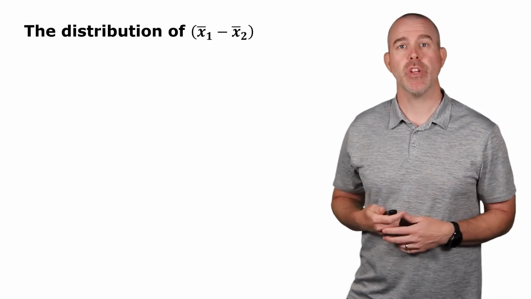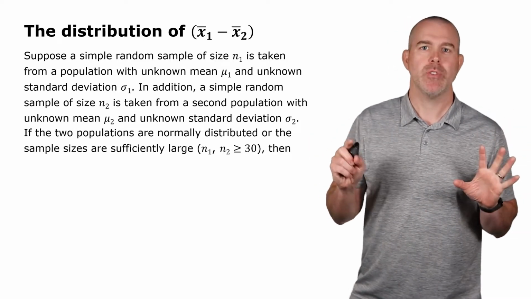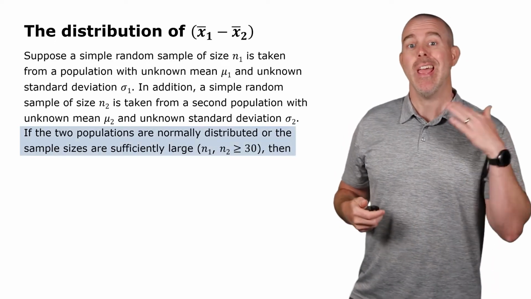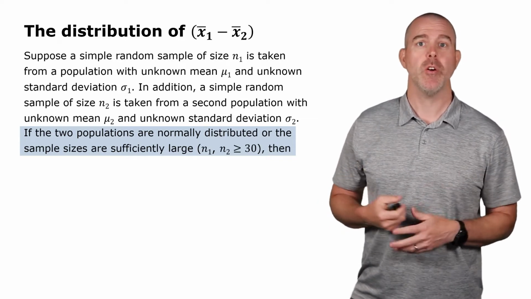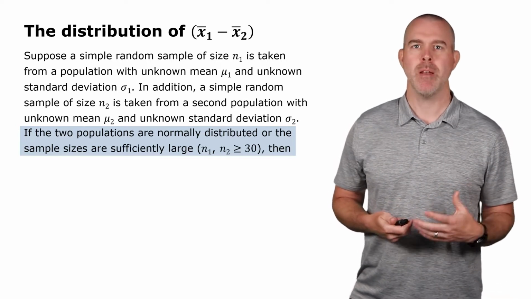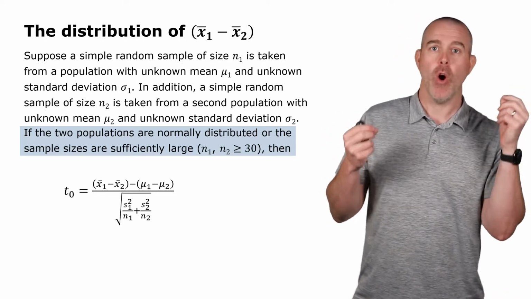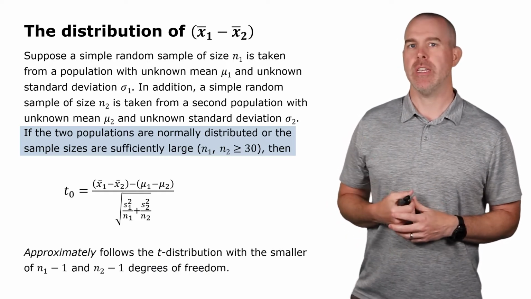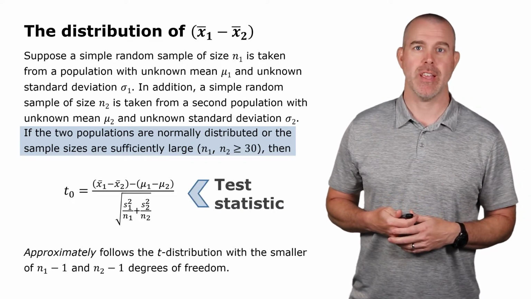So again, the distribution of our difference between two sample means. A lot of words here, but basically if you have two samples taken from two populations, each population has its mean and standard deviation, then if the two populations are normally distributed, or your sample size is sufficiently large for each, about 30. And again, we've talked about this before. That's not a hard line, but that's a good kind of minimum level. Then this t statistic here, the value minus its mean over its standard deviation, will approximately follow the t distribution with, and you can see the degrees of freedom there. That's going to be our test statistic for this hypothesis test.